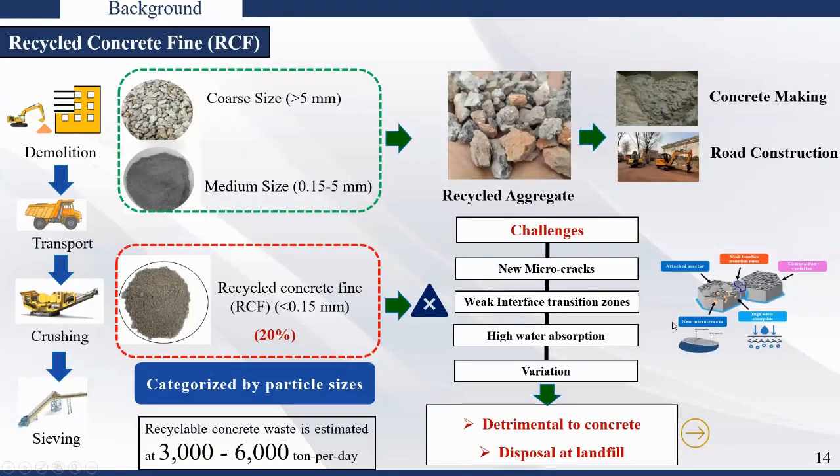The second solid waste we involved in this project is recycled concrete fines, RCF. At the very beginning we used IFA to supply calcium, but IFA doesn't have a very high generation amount in Hong Kong, but RCF does. In Hong Kong, the RCF amount is 3,000 to 6,000 tons per day. This is a byproduct of the recycling process of waste concrete. Coarse waste concrete can be used as aggregate again in new concrete making, road construction, etc. But during this recycling process, we have a very fine powder left that is hard to reuse, because it can introduce new microcracks into the system, weak interfacial transition zones, high water absorption, etc. So it's detrimental to new concrete, and most of it is disposed at landfill right now.